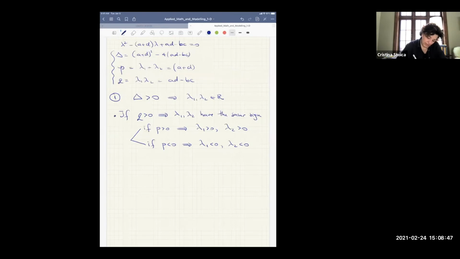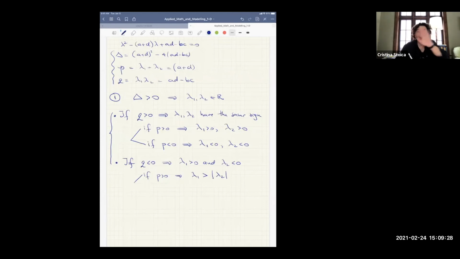And then we go to case 2. If the product is negative, then we deduce that lambda 1, let's say, is positive and lambda 2 is negative, right? And I don't have to say more in this case. I could say, well, actually, I can even do it further. If P is positive, this means that the lambda 1 who's positive is greater than the absolute value of the one that is negative. You see?